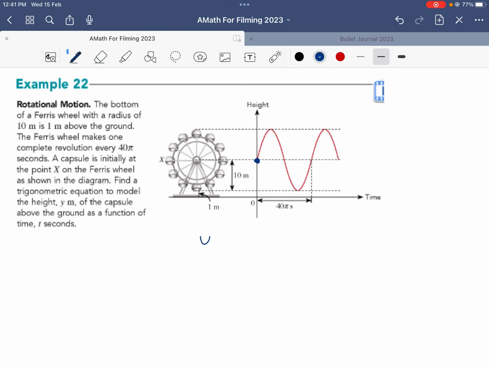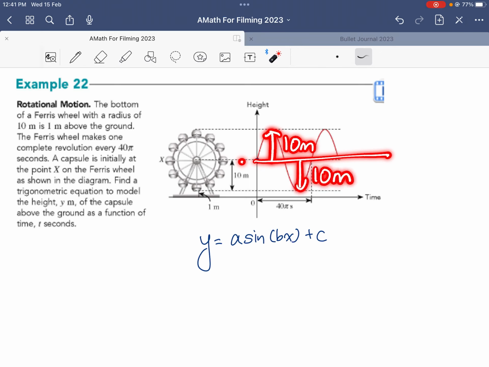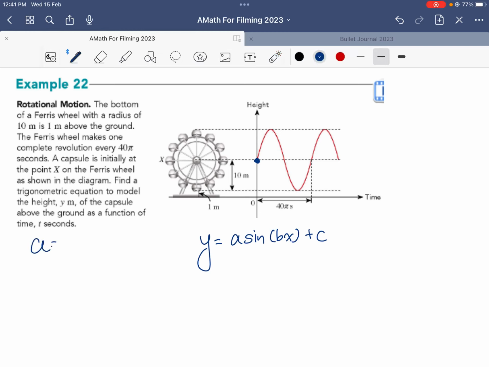So I will start first with y equals a sine bx plus c. If the radius of the wheel is 10 meters, then from here to here, the central line is here. So the maximum displacement from the central line is 10 meters. Here to here is 10 meters. Therefore, my a value is immediately equal to 10. Next thing is to find the period itself.